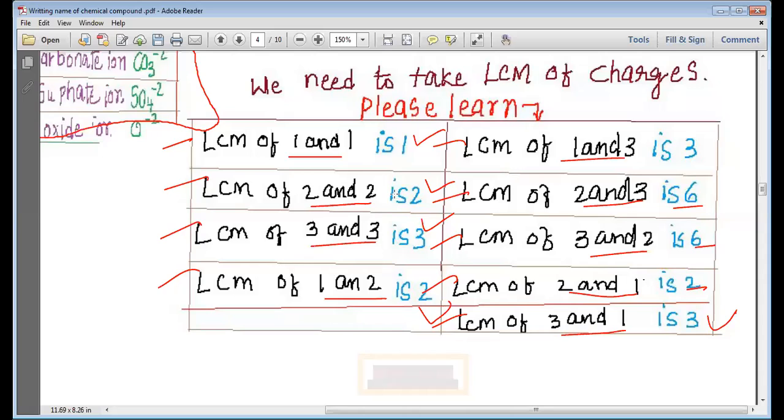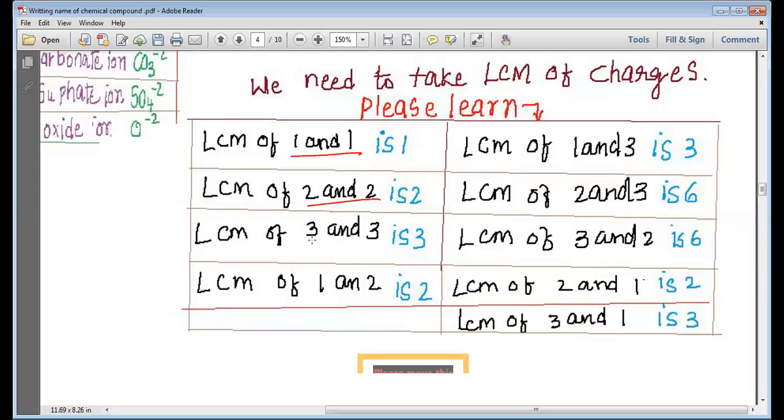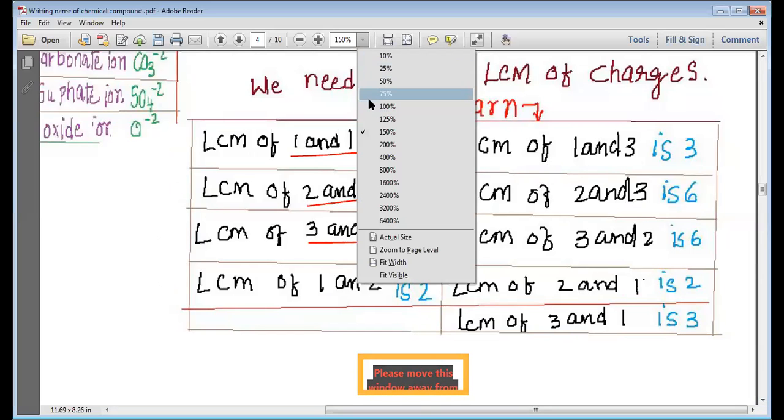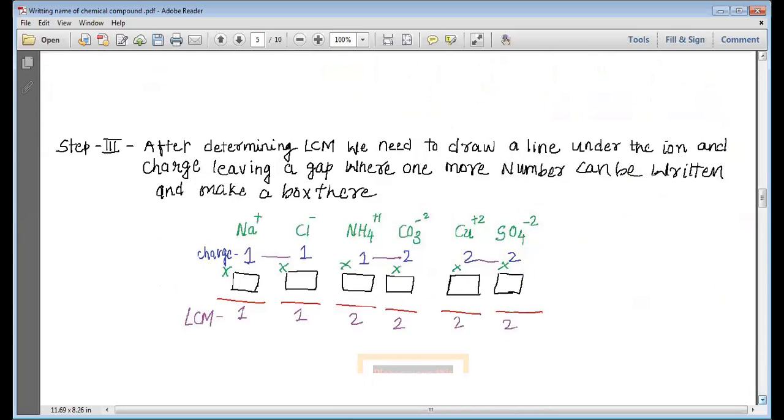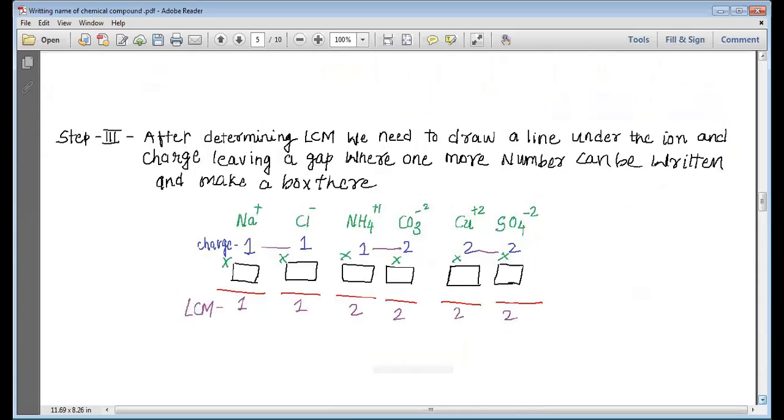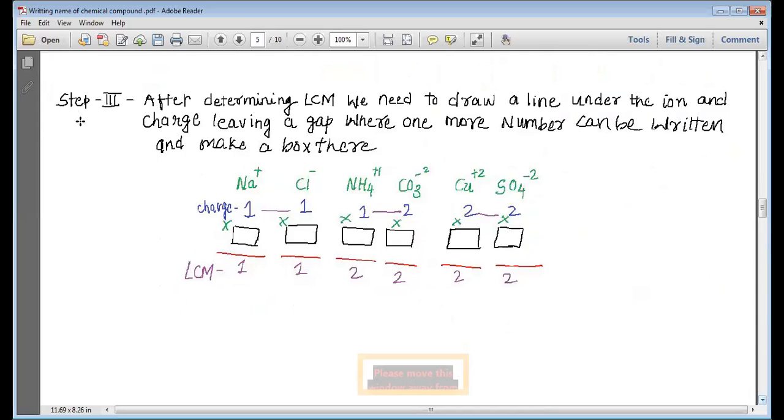You just need to remember this, that LCM of two same numbers is that particular number. LCM of 1 and 1 is 1, LCM of 2 and 2 is 2, and LCM of 3 and 3 is 3. Otherwise, you just need to get the LCM by multiplying them. So please, my dear students, understand this, that you can easily calculate the LCM by this table so that you can understand it well.